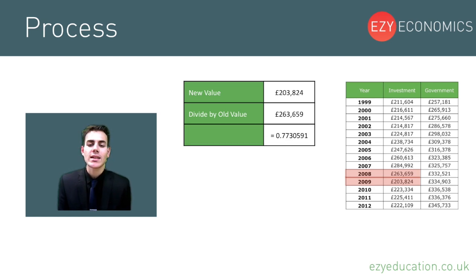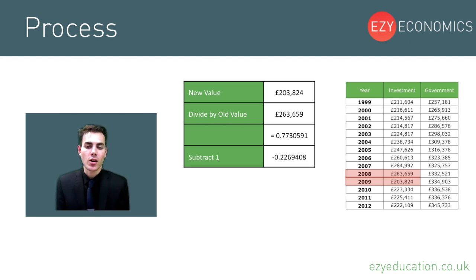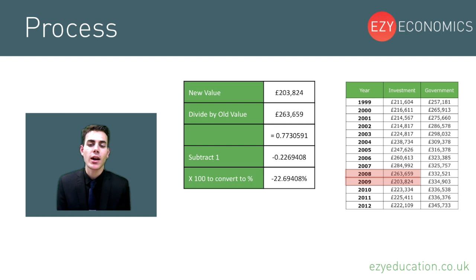What we want to do is take the new value and divide it by the old value, and that gives us 0.7730591. Then we subtract 1 from that answer to give us minus 0.2269408. We multiply this figure by 100 to convert into a percentage form, which is minus 22.69408%.